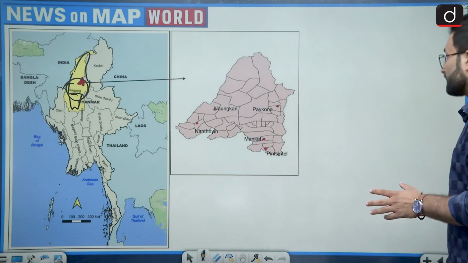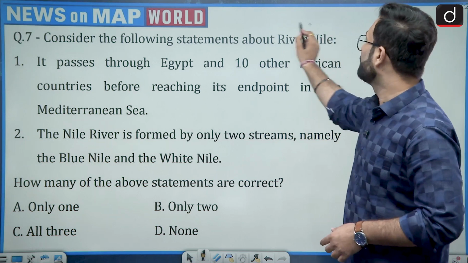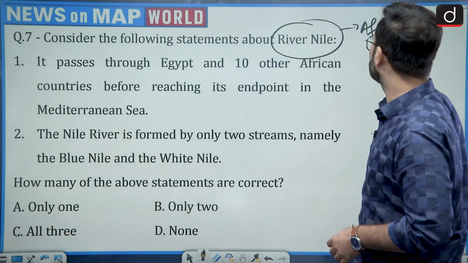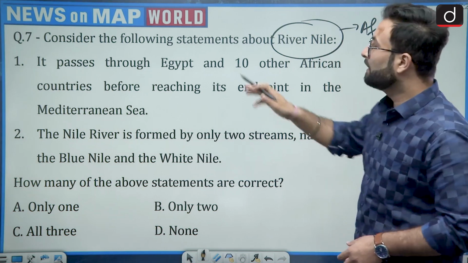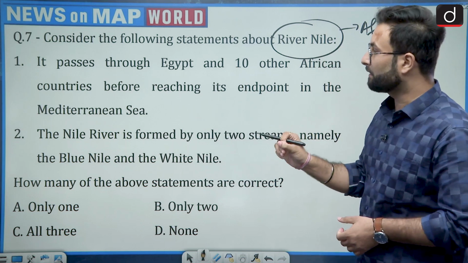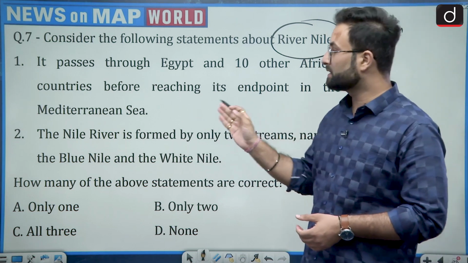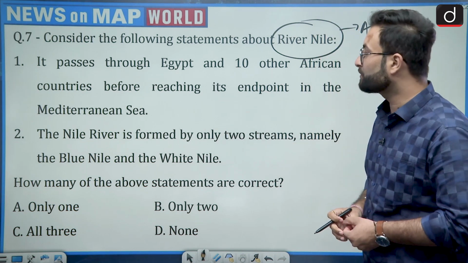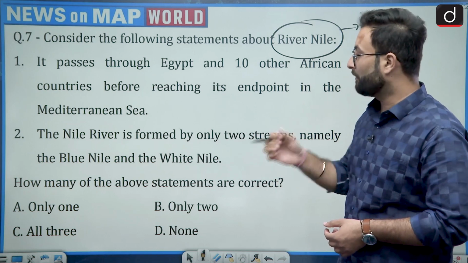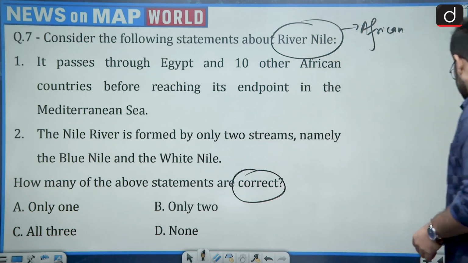Okay, now moving further, question number 7. Consider the following statements about river Nile. Okay, so this is a river of the African continent. Statement 1 says it passes through Egypt and 10 other African countries before reaching its end point in the Mediterranean Sea. Okay, we will see through that. Second is the Nile river is formed by only 2 streams, namely Blue Nile and the White Nile. Okay, so you have to choose the correct statements over here. So let's see the first statement here.